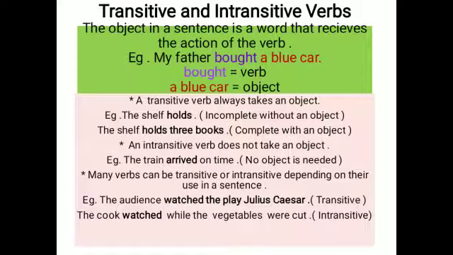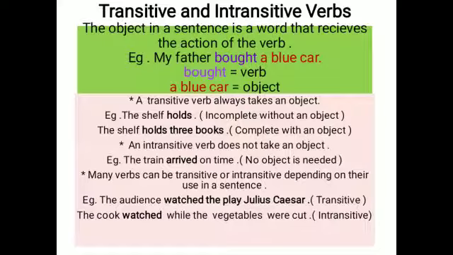For example, the shelf holds. This is an incomplete sentence. So the transitive verb cannot be without an object. So we have to put the object. So the first sentence, the shelf holds, but what it holds we don't know. The sentence is incomplete. So a transitive verb is incomplete without an object.